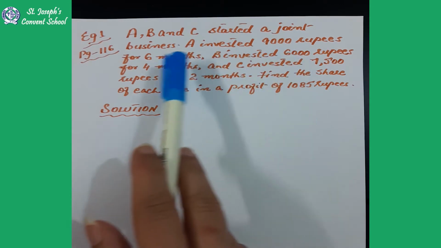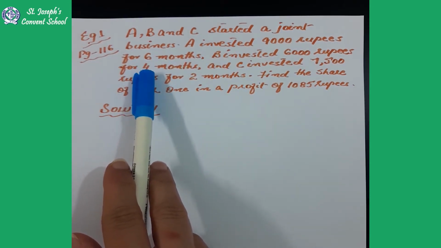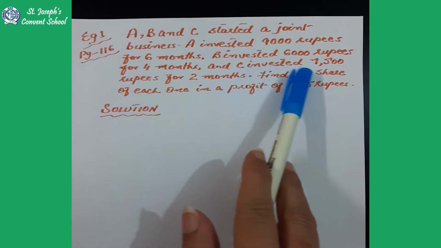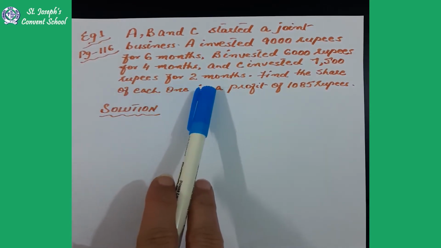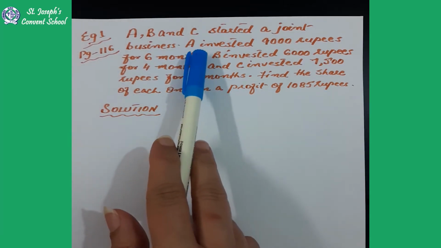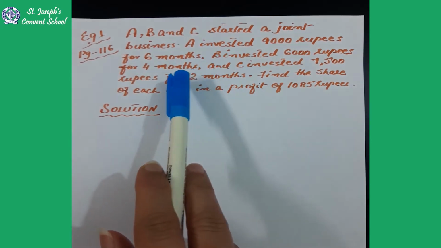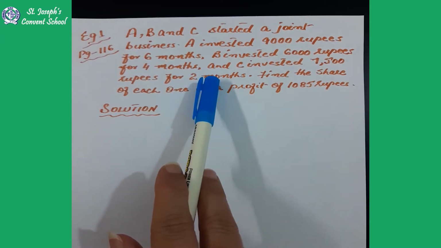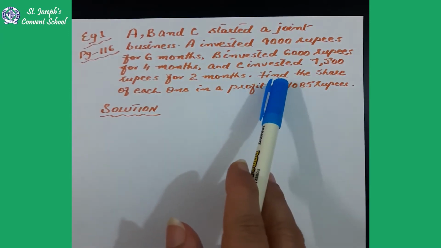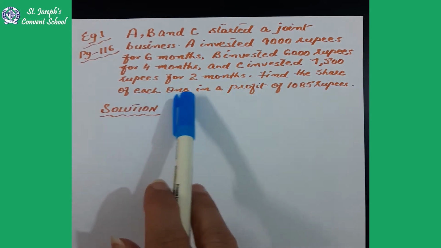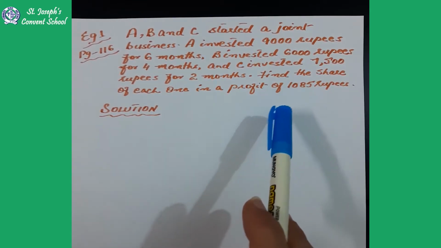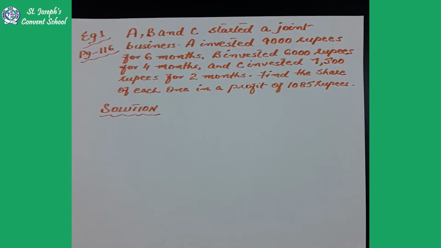B invested 6,000 rupees for 4 months. Now again the time period is different. And then C invested 7,500 rupees for 2 months. So this is again different. So three persons, A, B, and C, invested the amount for three different time periods, and the capital is also different. What you have to find is the share of each one in a profit of 1,085 rupees. Now this profit is given, and you have to distribute this profit among A, B, and C. Now in what ratio are you going to distribute this amount? So this we are going to find.